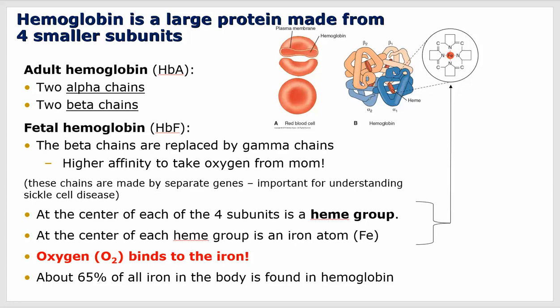So 98% of oxygen is carried on hemoglobin, and so we've got this great system really designed to carry oxygen. That's the whole purpose of hemoglobin. And it's kind of complex. There are 4 subunits. It's a large protein made from 4 subunits.